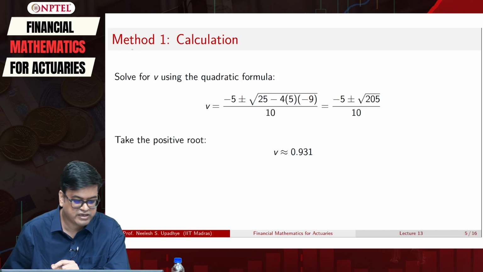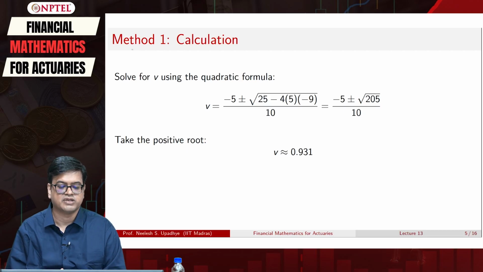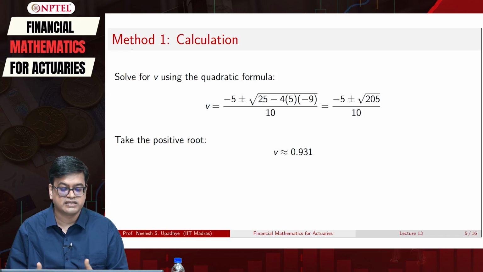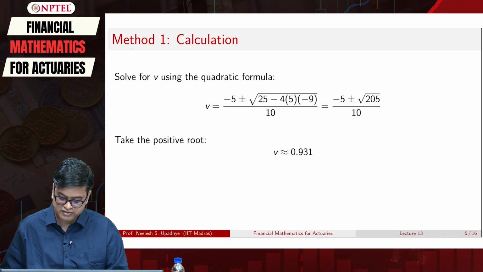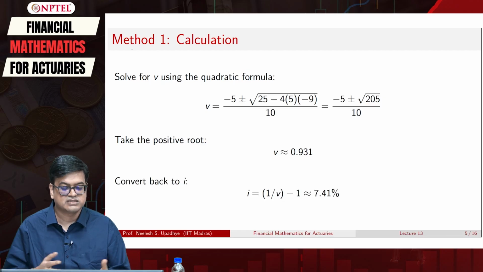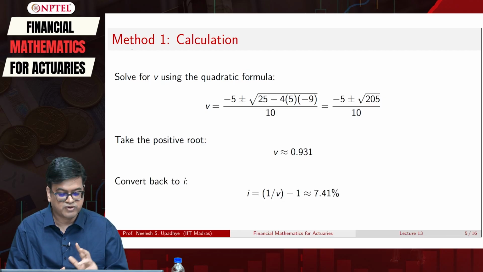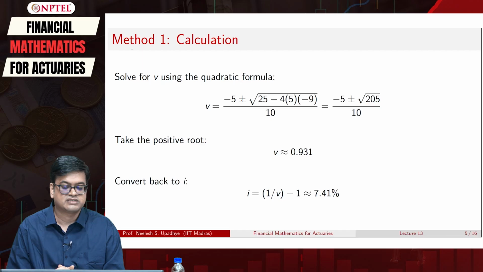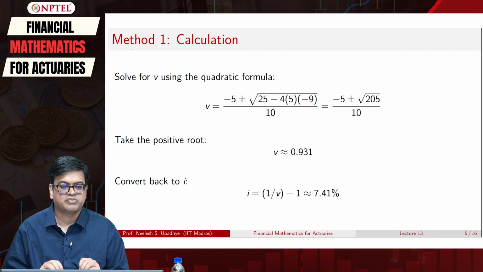So you do the calculation. The positive root, there is only one root, which is 0.931, and this is a present value. Do I know how to calculate interest rate? Yes, V is 1 upon 1 plus I. So I know how to calculate the interest rate by just reverting that formula. 1 upon 1 plus I, we will get 1 by V is 1 plus I. So 1 by V minus 1 will give me the interest rate, and the interest rate will become 7.41. So this is a very simple calculation.